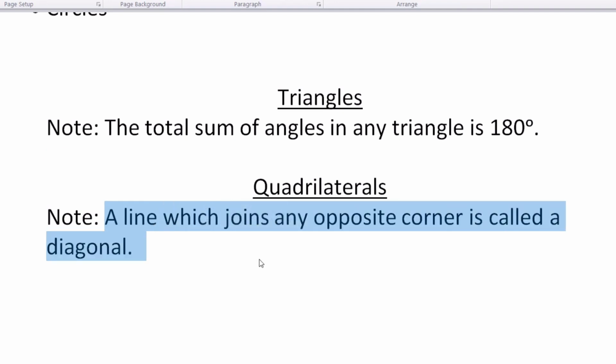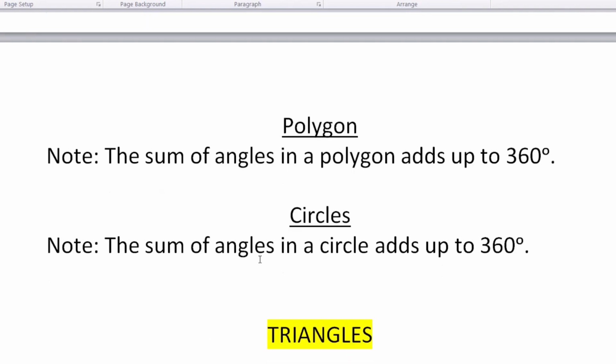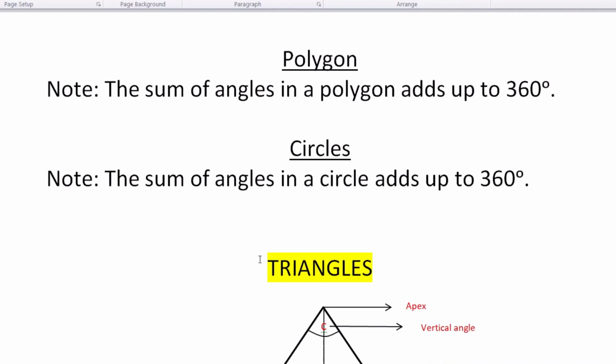A few short words on polygons. A polygon is a plane figure bounded by more than four straight lines or sides. A polygon which has all the sides and angles equal is said to be regular. If the sides and angles are not equal, it is said to be irregular.